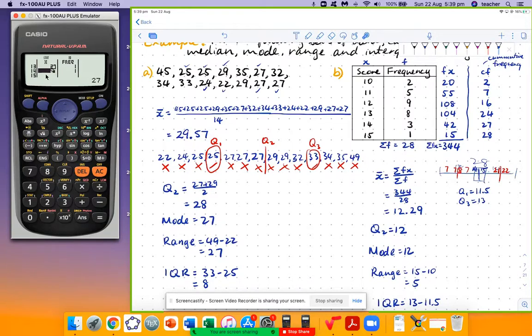So if you've got more than 20 scores that don't repeat, you'll need to have that frequency column off. All right, so that's how we put all our data in. Once we've got all our data in, if we want to find the mean, these are the steps.